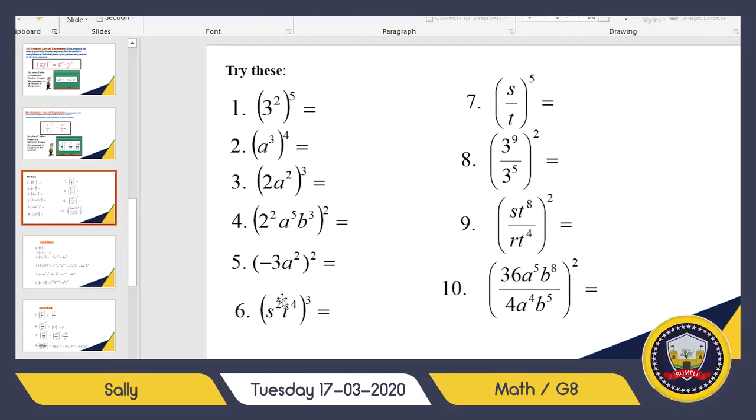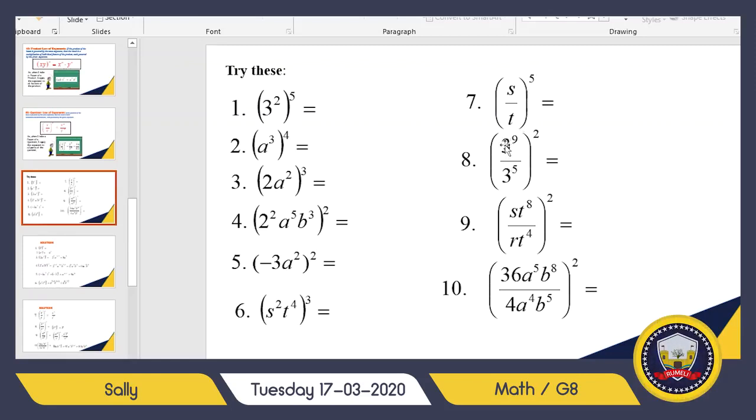Here s^2 t^4 all to the power of 3, so the answer will be s to the power of 6 t to the power of 12. Here if I have the fraction s over t all to the power of 5, it means s to the power of 5 over t to the power of 5.